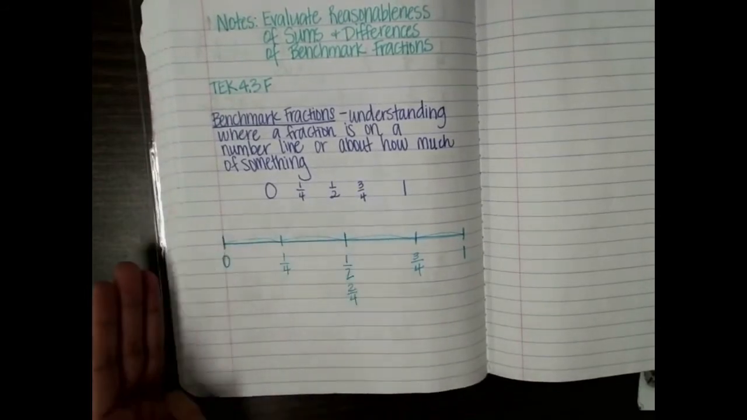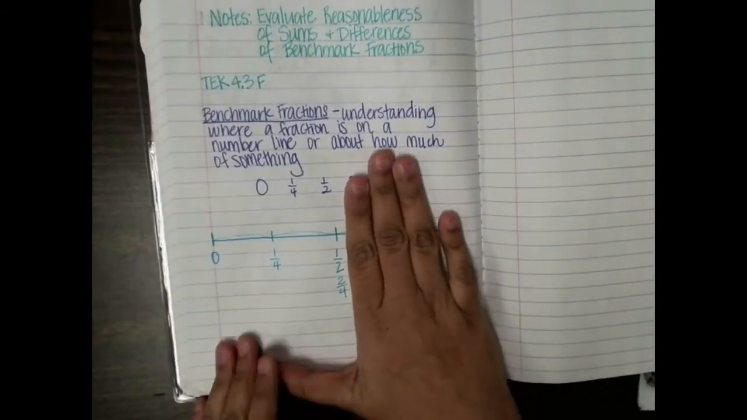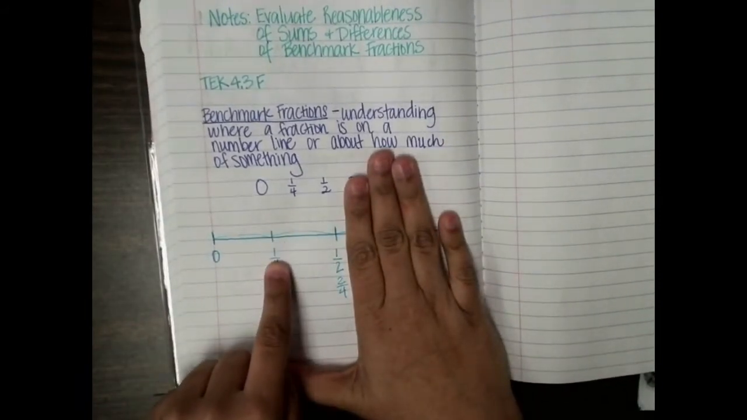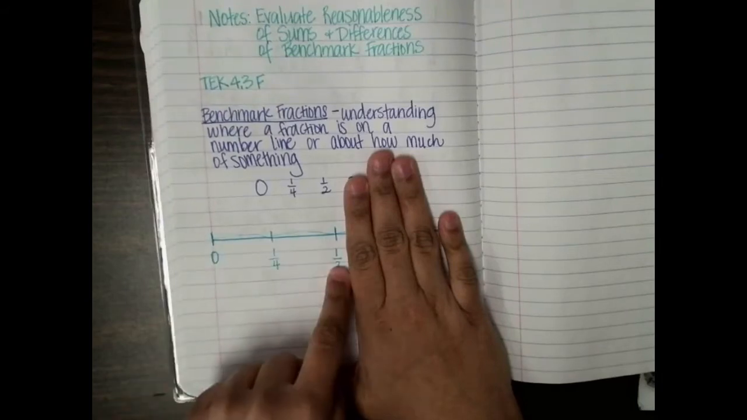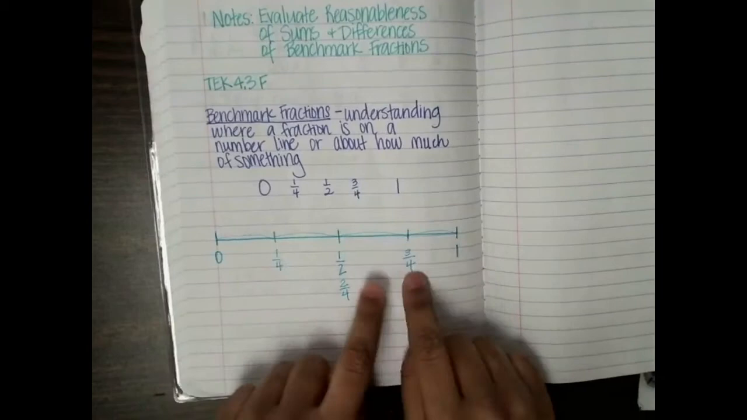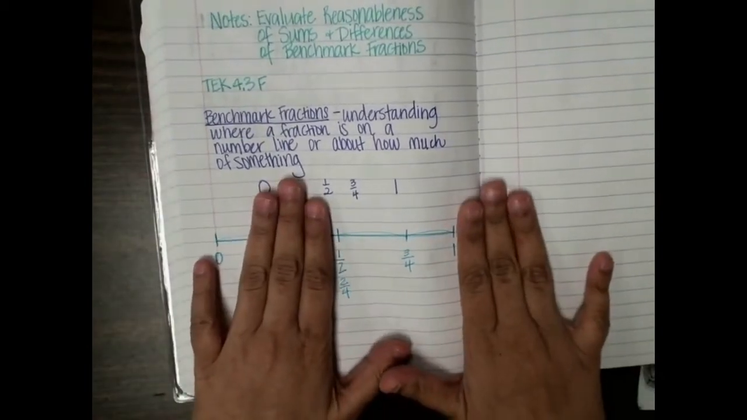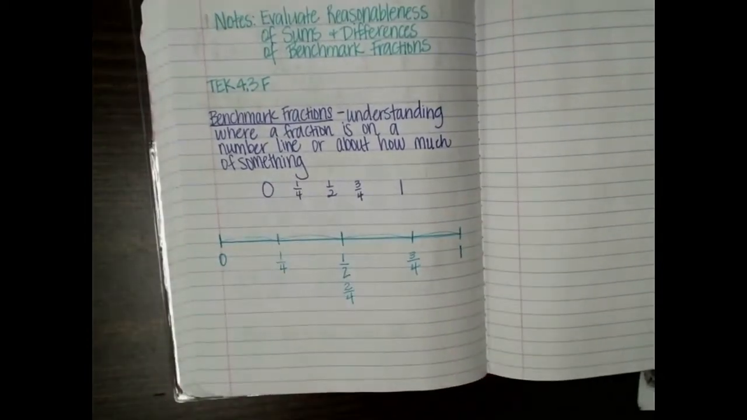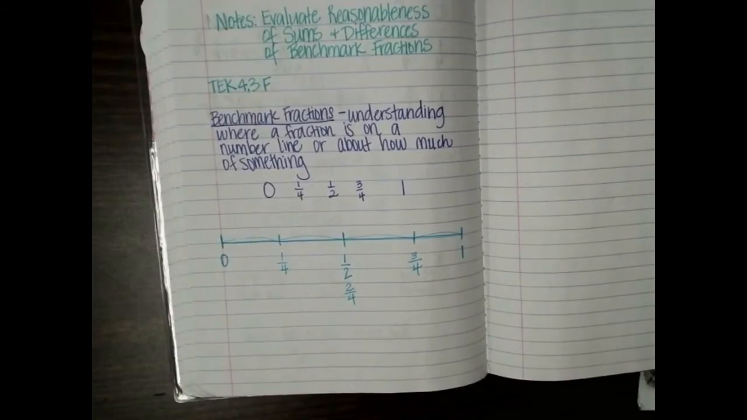If you were to just look at this side, 1/4 is right here. That's halfway between 0 and half. So that's that. And then 3/4 is halfway between half and 1. Okay, so let's just look at a bunch of different fractions and where they would belong.